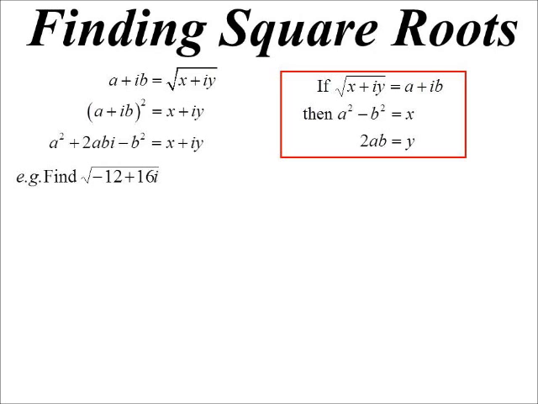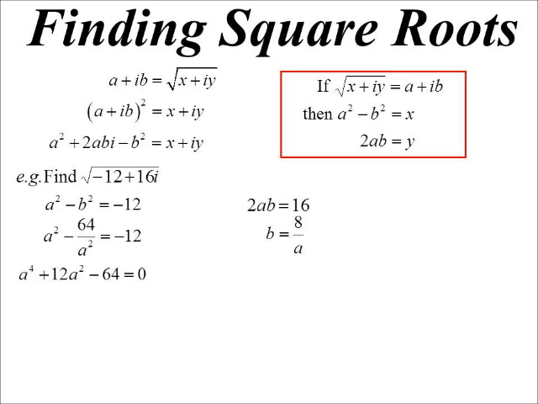So if I have to find the square root of negative 12 plus 16i, well, a squared minus b squared will be the real part, negative 12. 2ab will be the imaginary part, 16. Simultaneous equations. So b will be 8 on a. Sub that back into the first one. So I've got a squared minus 64 on a squared is negative 12.